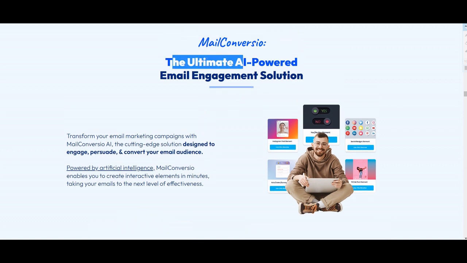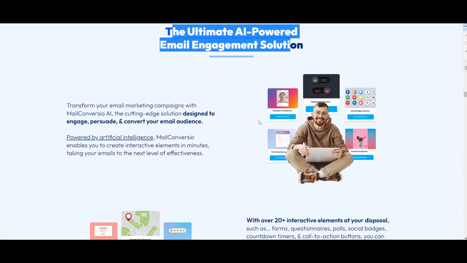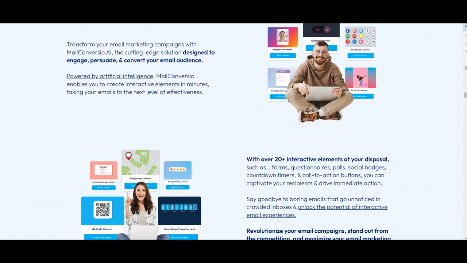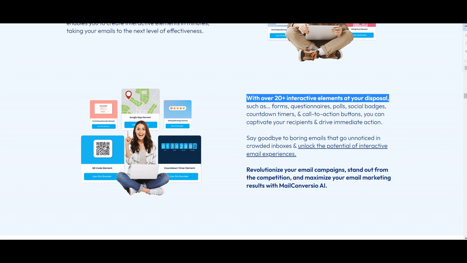The ultimate AI-powered email engagement solution. Transform your email marketing campaigns with MailConversio AI, the cutting-edge solution designed to engage, persuade, and convert your email audience. With over 20 interactive elements at your disposal, such as forms, questionnaires, polls, social badges, countdown timers, and call-to-action buttons, you can captivate your recipients and drive immediate action.